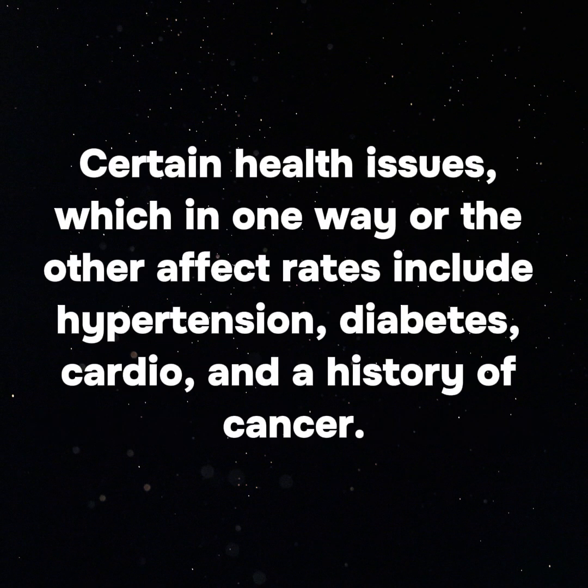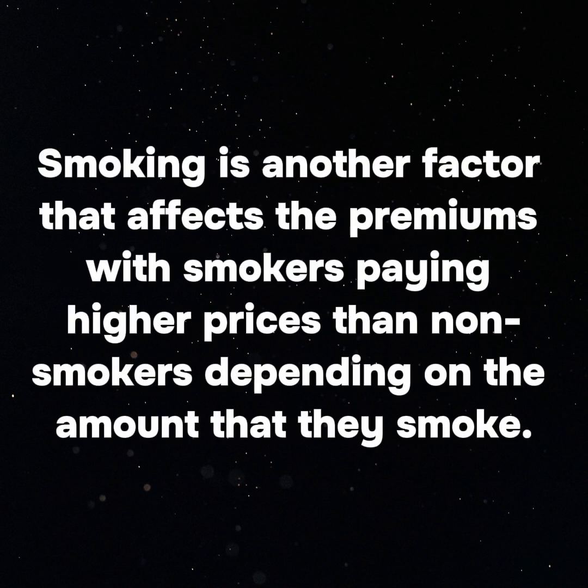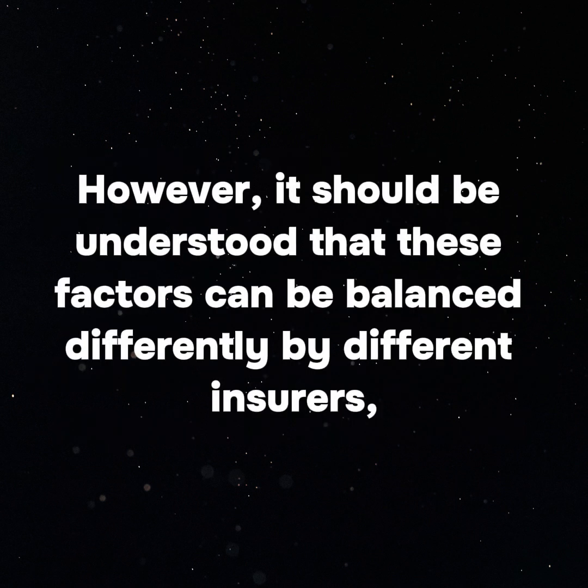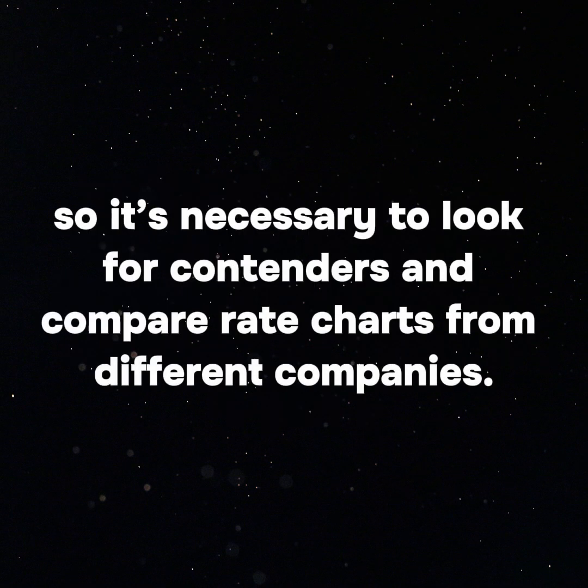Certain health issues, which in one way or the other affect rates, include hypertension, diabetes, cardio, and a history of cancer. Smoking is another factor that affects the premiums, with smokers paying higher prices than non-smokers depending on the amount that they smoke. However, it should be understood that these factors can be balanced differently by different insurers, so it's necessary to look for contenders and compare rate charts from different companies.